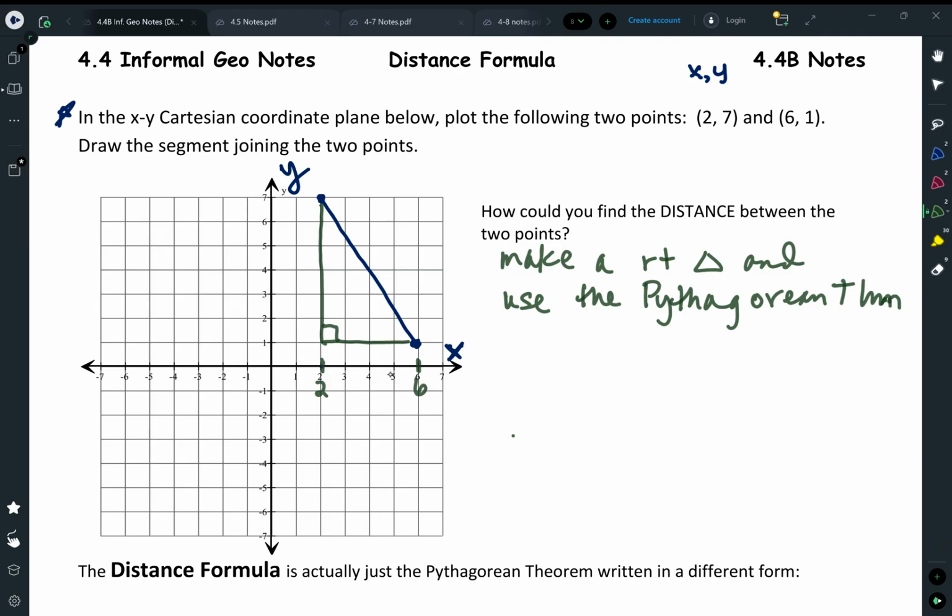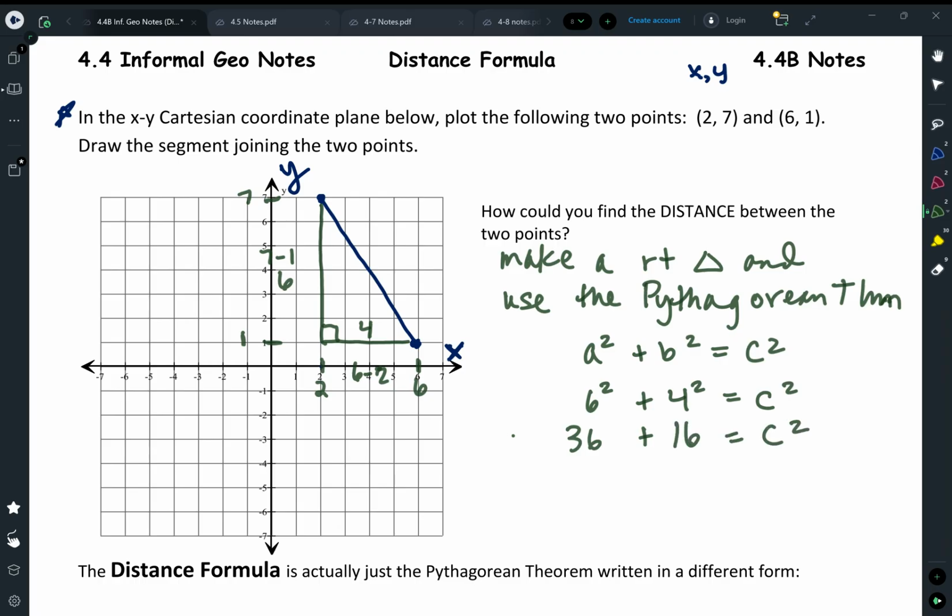Well, I would have to subtract. 6 minus 2 would give me a length of 4 for this side. And I could similarly take my y values for the other leg, and 7 minus 1 would give me 6 for that one. So I have a triangle with legs that are 4 and 6. If I think about a squared plus b squared equals c squared, a and b are my legs, those are 6 and 4. So 6 squared plus 4 squared equals c squared, and 6 squared is 36, 4 squared is 16, and then I do want to add them.